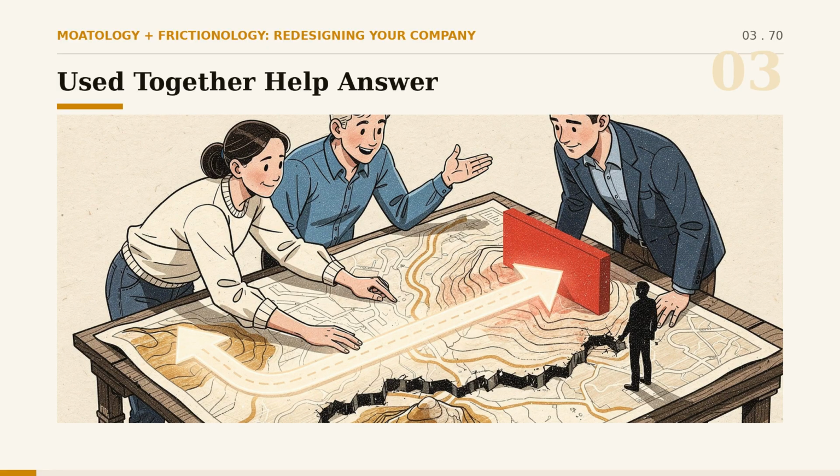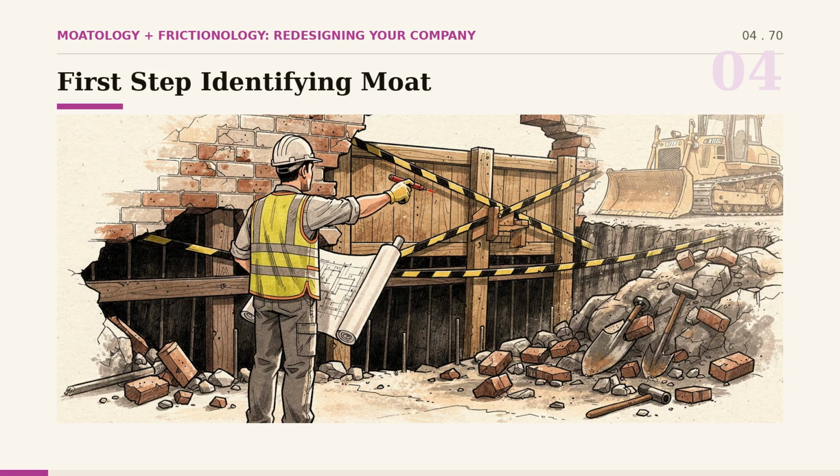Used together, they help answer a more practical question. How should your company be designed so the right customers move easily, the right work moves quickly, and the wrong risks meet resistance? That is the purpose of this episode. Not simply to define moats or identify friction, but to apply both disciplines directly to your company. The first step is identifying the moat.